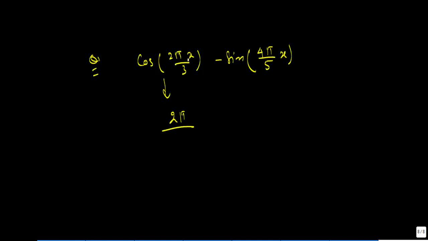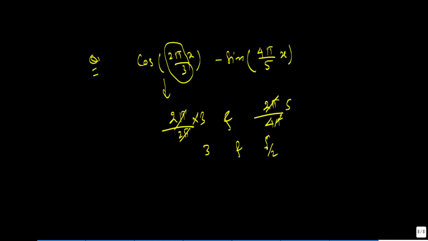One example we can take based on that: if I say cos of 2 pi x by 3 minus sine of 4 pi by 5 x. What is the period of this? So we know the cos basic fundamental period is 2 pi divided by the x coefficient. So what is the x coefficient? 2 pi by 3. So we got 3, and this will become 2 pi divided by 4 pi by 5. So we basically got 5 by 2.